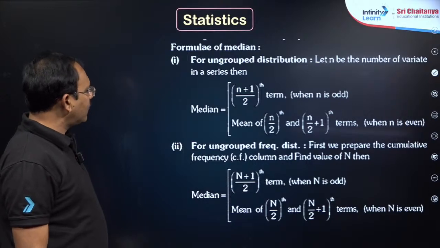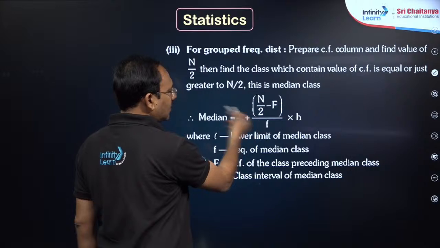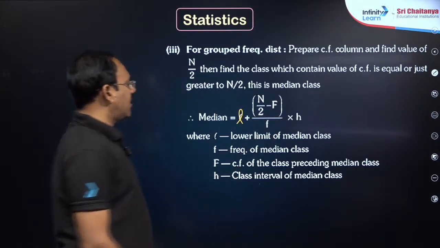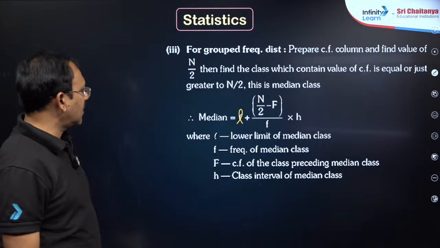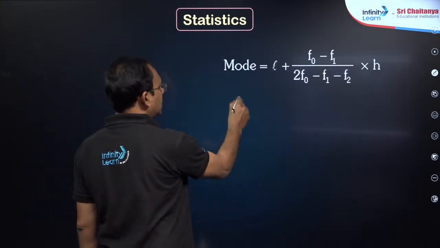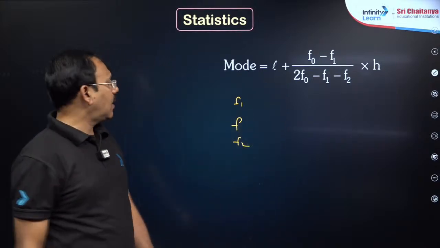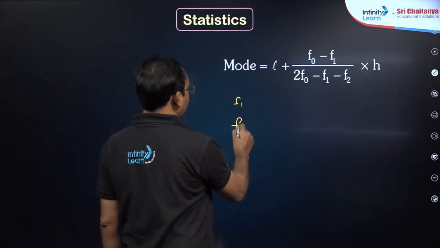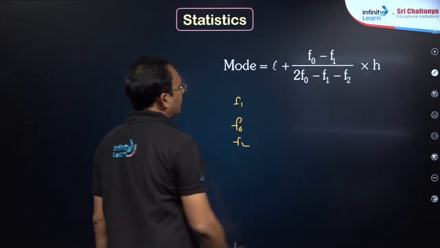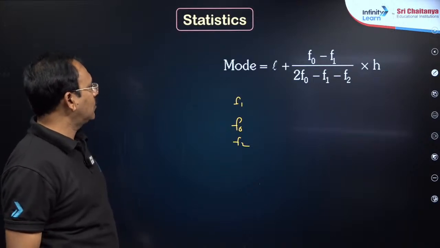If there is grouped data, you have to identify n, f, and the median is L plus n by 2 minus f by small f into h, where h is the class interval. Mode means the highest frequency is f naught, above frequency f1, below frequency f2: L plus 2 f naught minus f1 by 2 f naught minus f1 minus f2 into h.